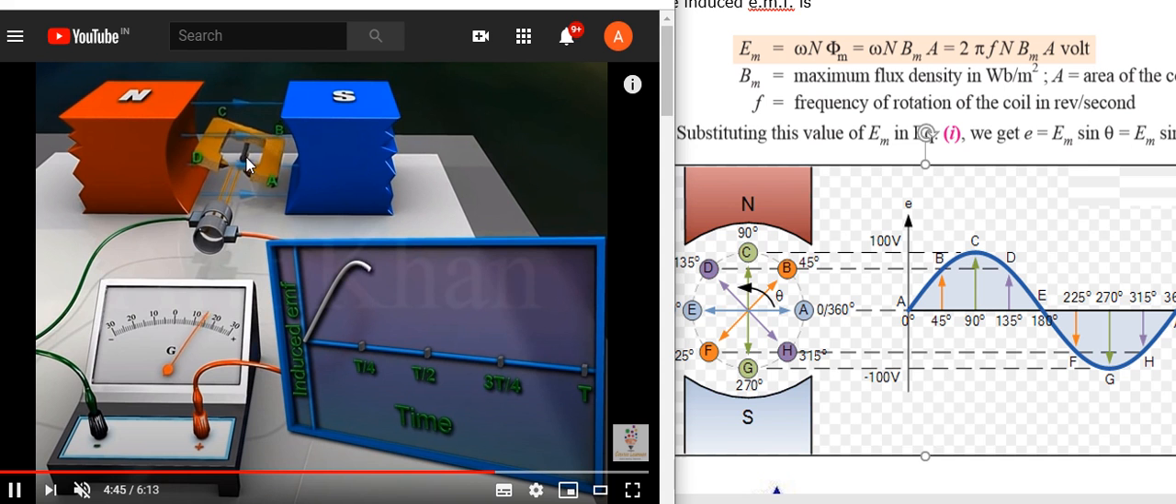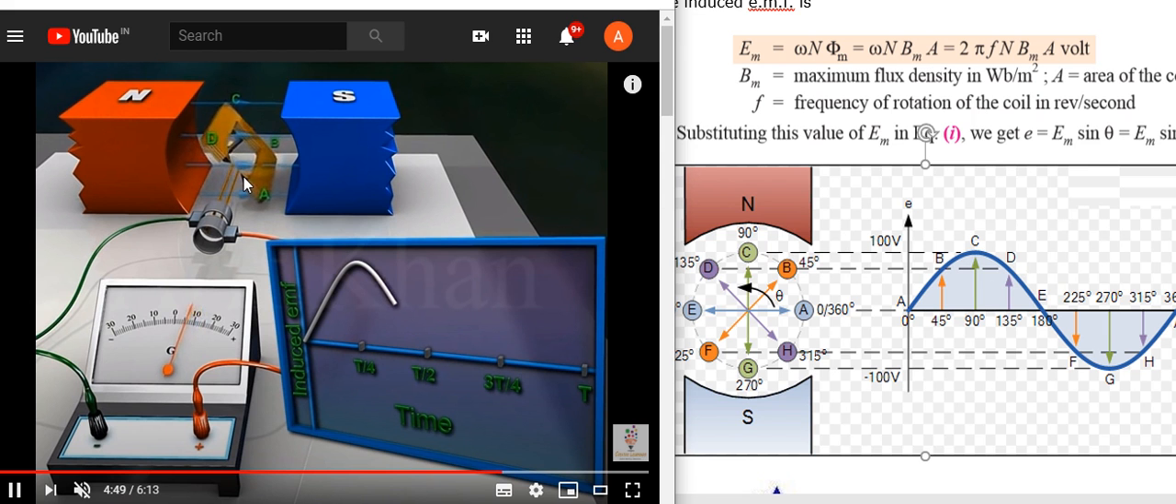Next, the coil starts rotating in the lower direction. When it reaches 135 degrees, the coil has rotated through 135 degrees. This is the point D, where the coil position AB has rotated by 135. At that time there will be an EMF proportional to Em sin 135. This will be the value, same as sin 45.